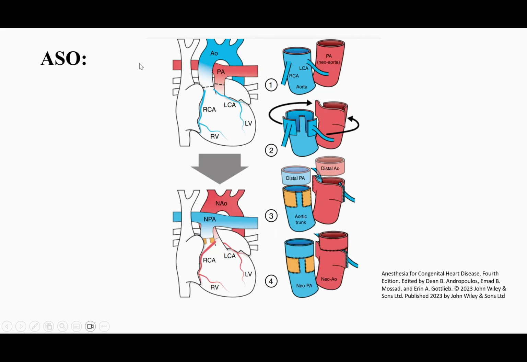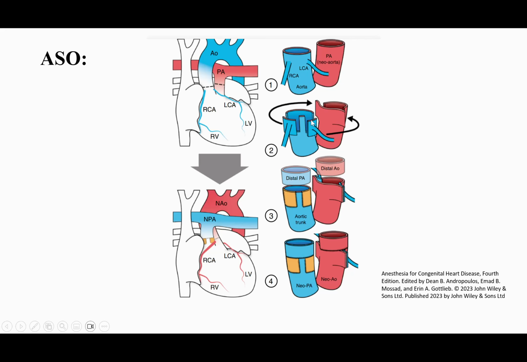This is the arterial switch operation. We cut higher than the level of the aortic and the pulmonary roots. We cut at the level of the ascending aorta and the main pulmonary artery, and then we switch the arteries. We take the aorta from here and put it. This is the distal aorta. We suture it to the pulmonary valve, and then we suture the pulmonary artery to the aortic trunk.